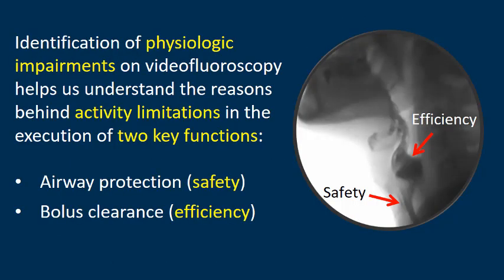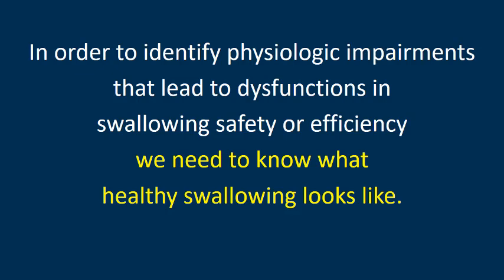When we apply the concepts in that framework to videofluoroscopy, we think of our primary goal as being the identification of differences or impairments in physiology that help us to understand why there are activity limitations in the form of difficulties executing 2 key functions, namely airway protection and bolus clearance. We're going to use the terms swallowing safety and swallowing efficiency to refer to these key functions throughout the presentation. So in order for us to accurately identify impaired physiology that explains why a patient may have difficulties with swallowing safety or efficiency, first we need to have a really clear understanding of healthy swallowing physiology.